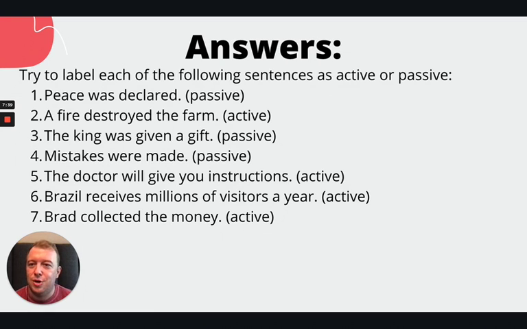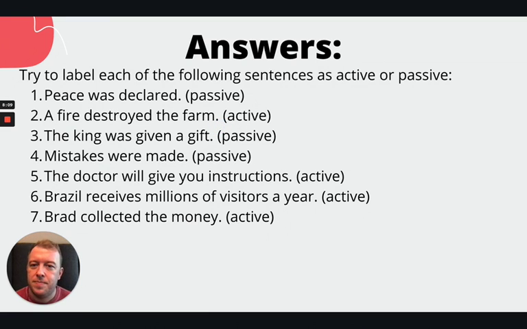Okay, here we go. So, peace was declared. That is passive. We don't know who is declaring peace. Okay, a fire destroyed the farm. That is active. This is a good reminder that the subject doesn't have to be human things who are acting. We have a fire that is destroying the farm. So a non-human thing doing an action.